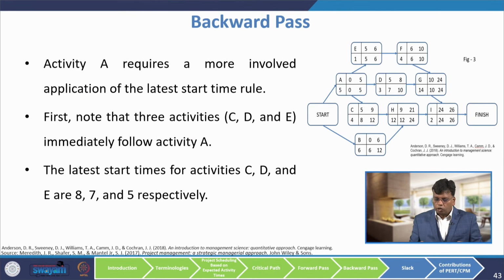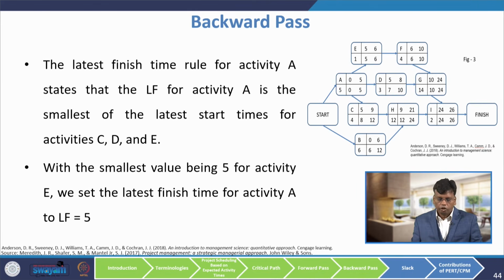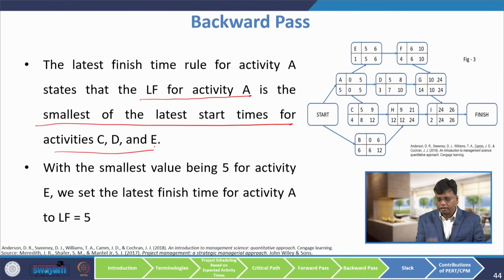So, activity A requires a more involved application of the latest start time rule. Note that there are 3 activities C, D, E. The latest start times of activities E, D, C are 8, 7, 5. So, the latest finish time rule for activity A states that the latest finish time of activity A is the smallest of the latest start times of succeeding activities. So, the smallest value is 5. So, we say the latest finish time of activity A is 5. So, the duration is 5, then the latest start will be 0.